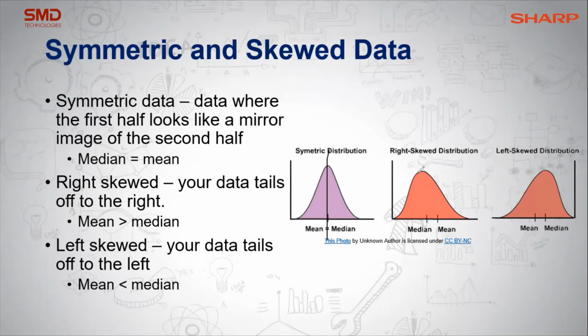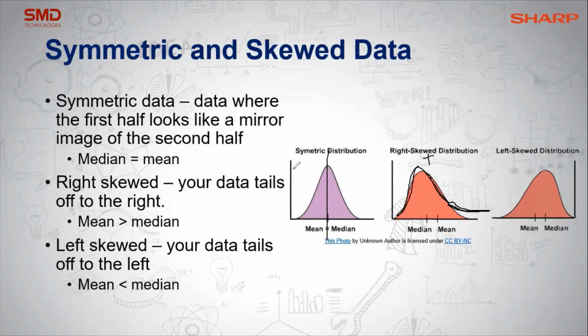When it is right skewed, it means the tail of your data is flowing off to the right, but your peak is on the left. Okay, so don't confuse yourselves. So your mean, the highest point, is bigger than your median. And you can also call this positively skewed.